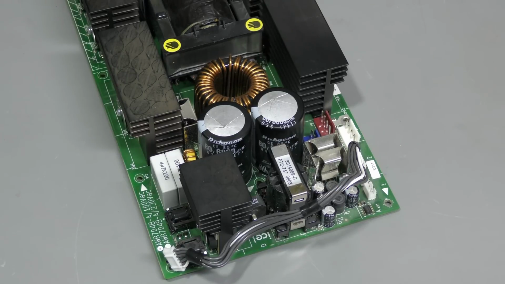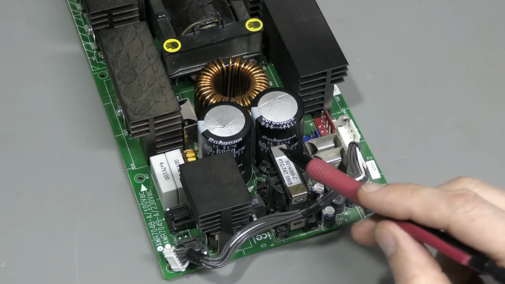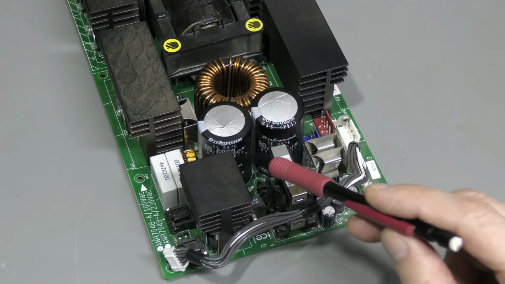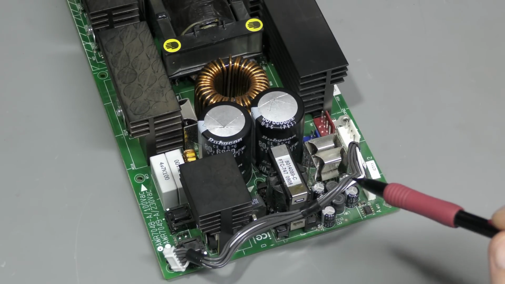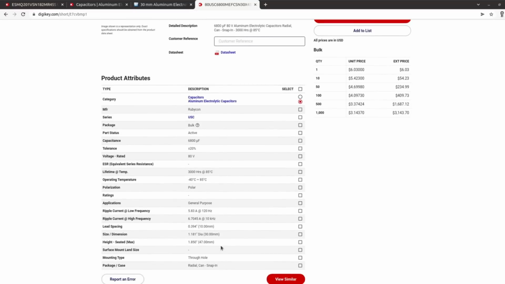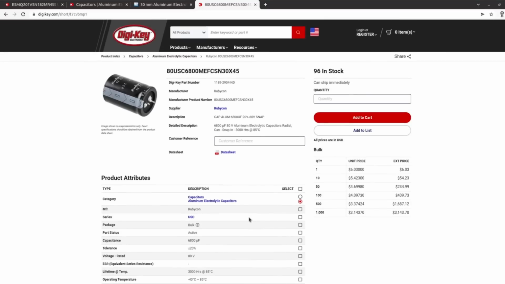Now, let's look at these two on the secondary side. These are Rubicons, USC series, 80 volts, 6800 microfarads, and the same dimensions. Here they are on DigiKey. Rubicon, USC series, 6800 microfarads, 80 volts, 3000 hours at 85 degrees C, and so on, the right dimensions, 96 pieces in stock for about $6 a piece. And again, I couldn't find anything better than this.